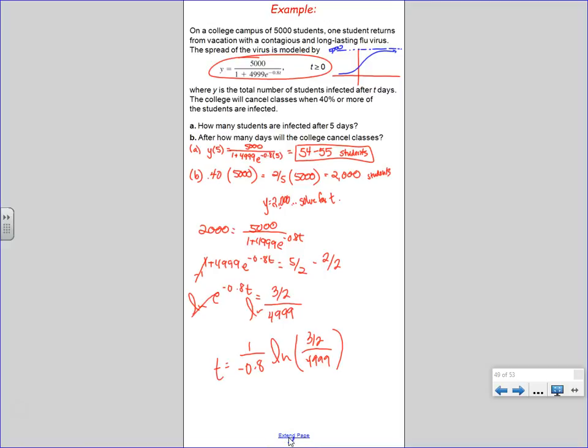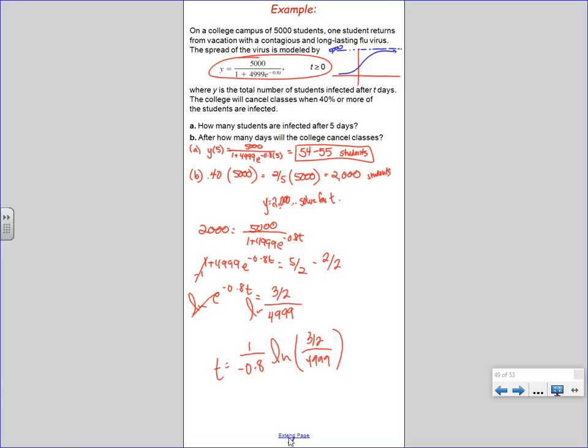Let me double check, because you guys hopefully already got here, yeah? So 1 divided by negative 0.8 times ln of 3 divided by 2 divided by 4,999. You get 10.139? Yes, ma'am.